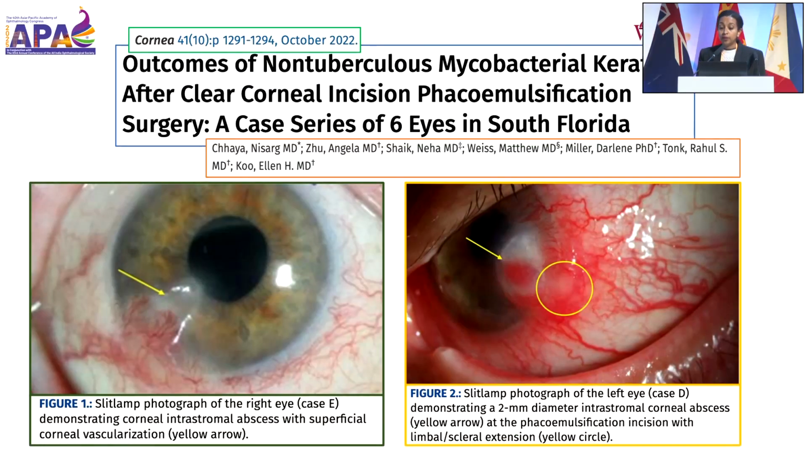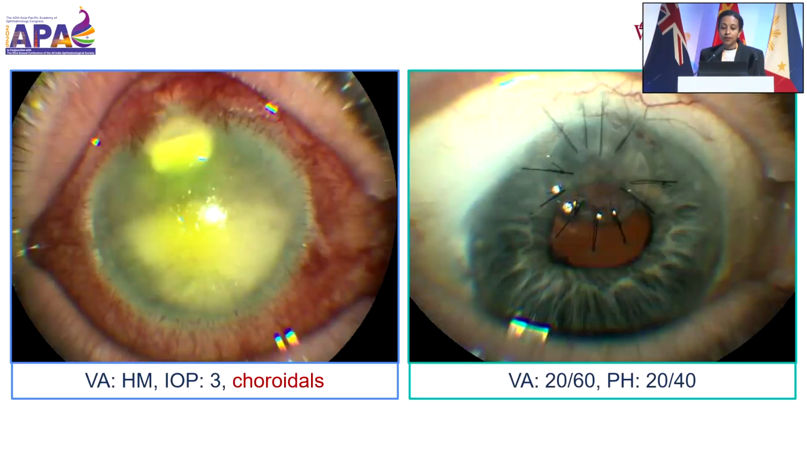We also see some atypical organisms depending on the setting we're in. This was a study published out of Bascom Palmer where they had non-tuberculous mycobacterial keratitis at the clear corneal wounds. This was a patient that was referred to me at Hopkins, who presented with a wound abscess. There was actually a loose suture here, which I removed, and the patient presented with low IOP, choroidals, and required a patch graft in order to save the vision.